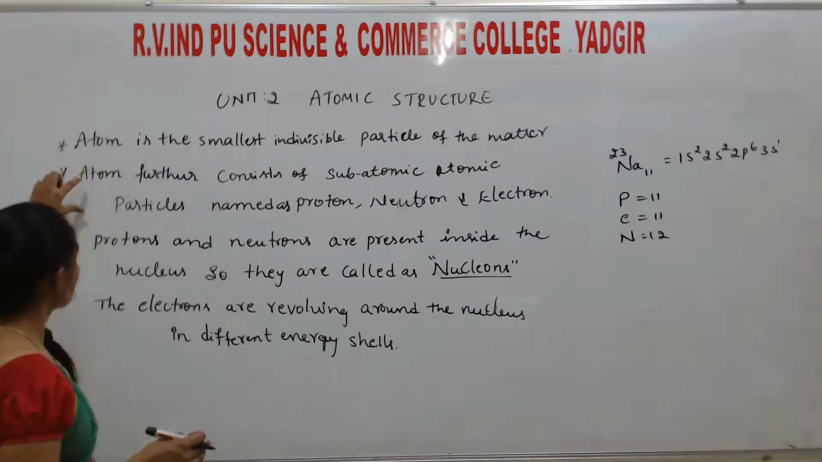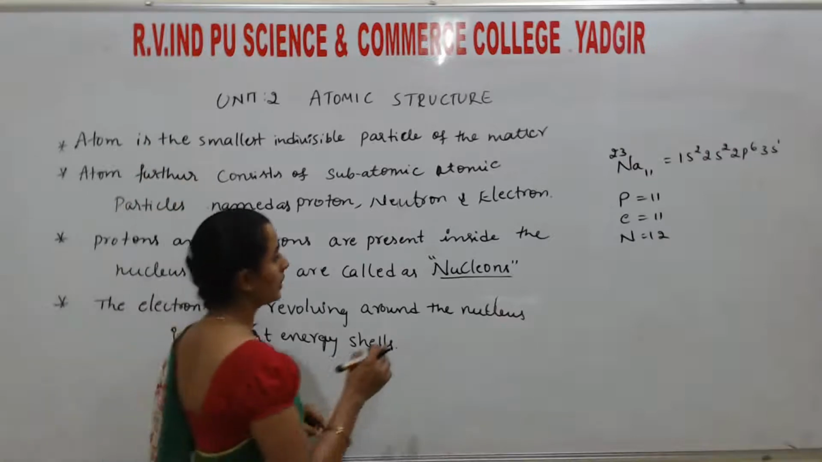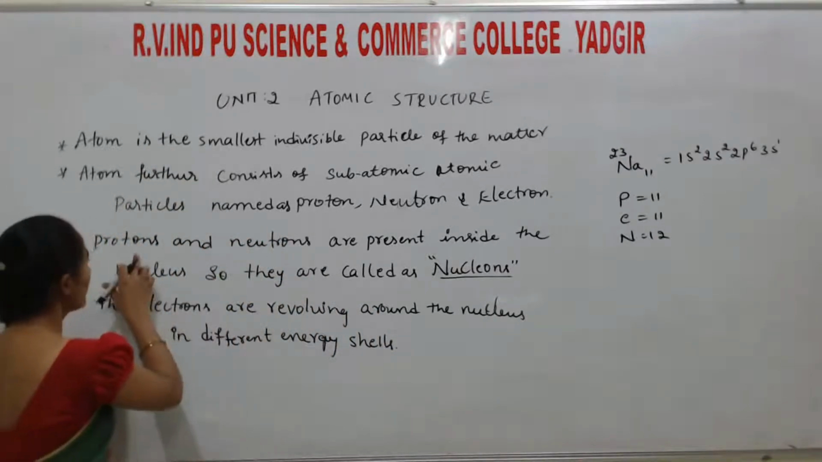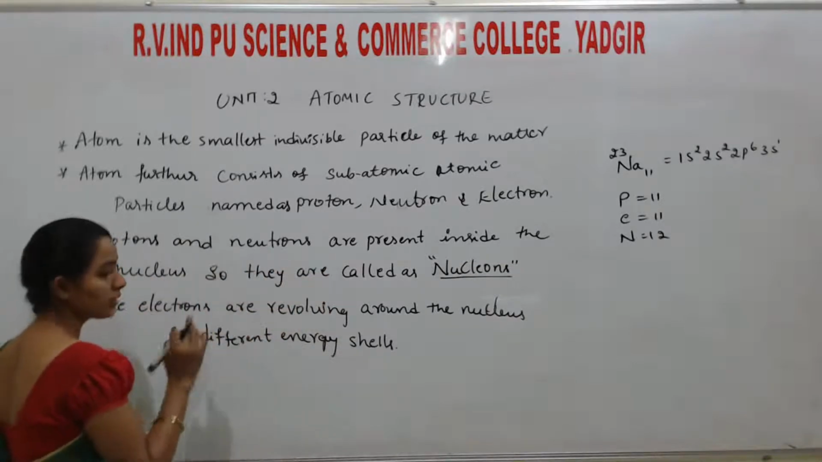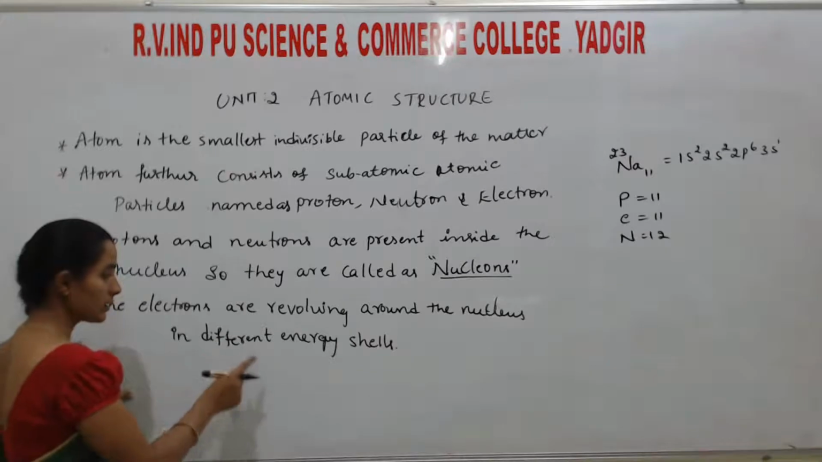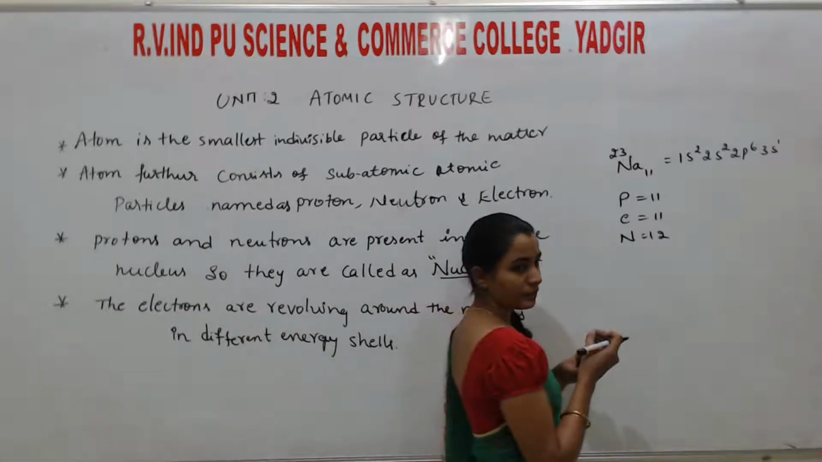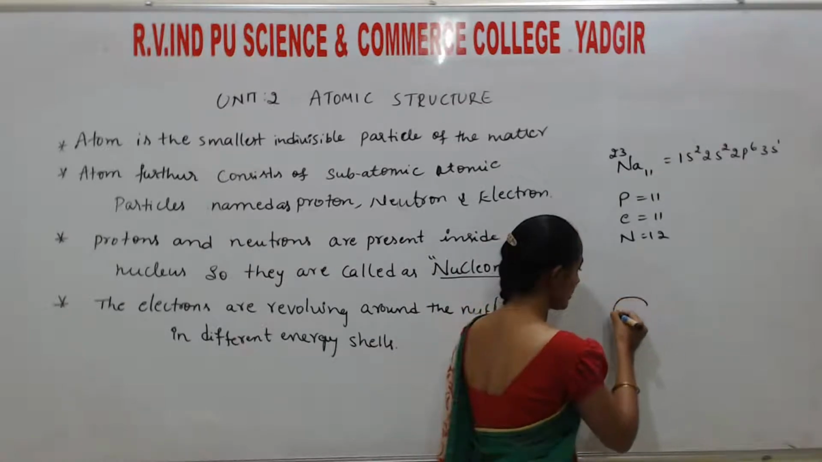Okay, and students, as I told you, it is the smallest indivisible particle. At the same time, they consist of proton, neutron, and electron. The protons and neutrons are present inside the nucleus, and electrons are revolving around the nucleus in different energies. So I will write the simple sketch of the atom. So listen, this is the nucleus.